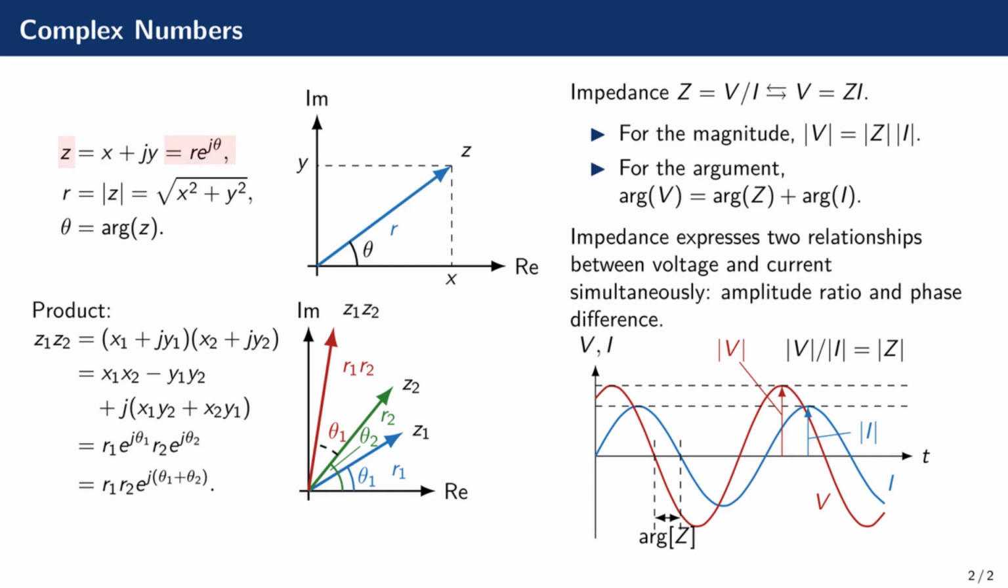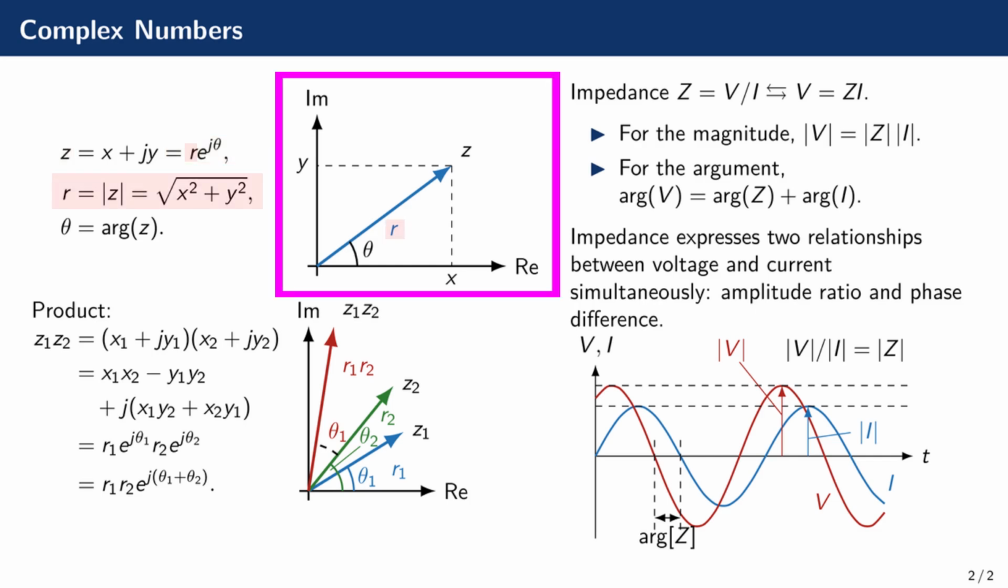The same complex number can also be represented by its magnitude and its argument. In this form, z is equal to r times exponential of j theta. Here, r is the distance from the origin and theta is the angle measured from the real axis.